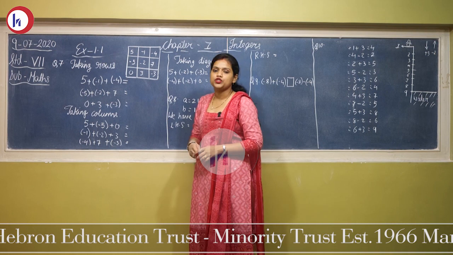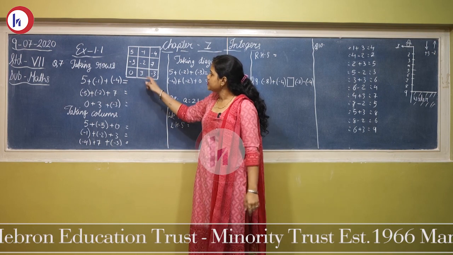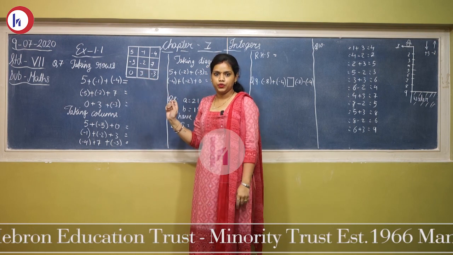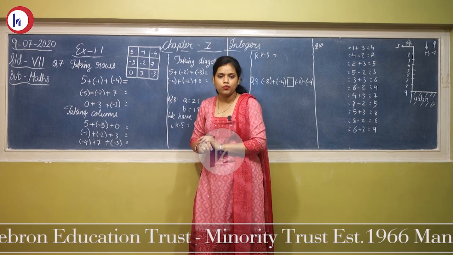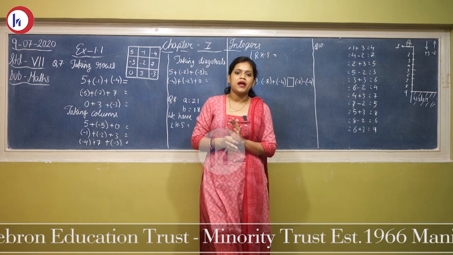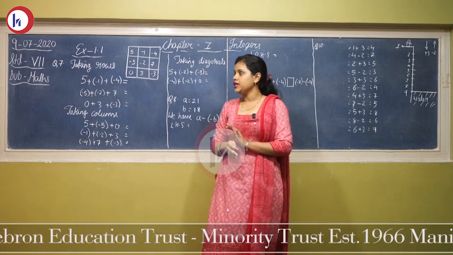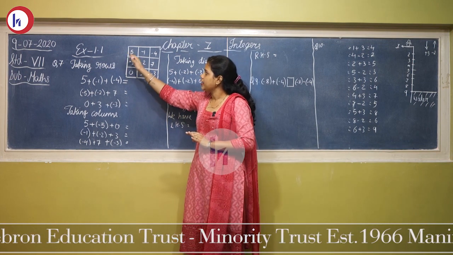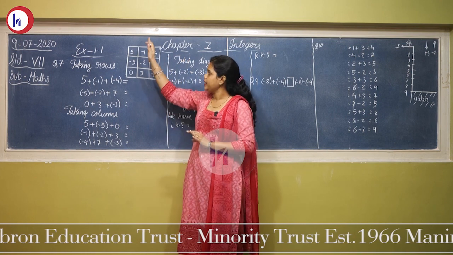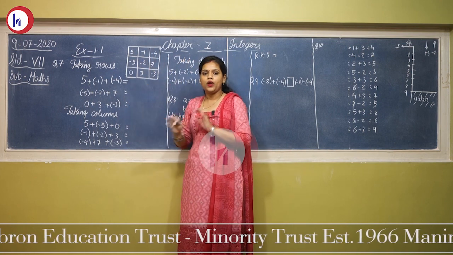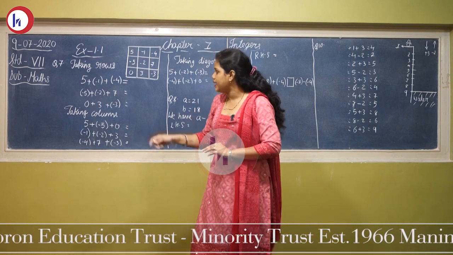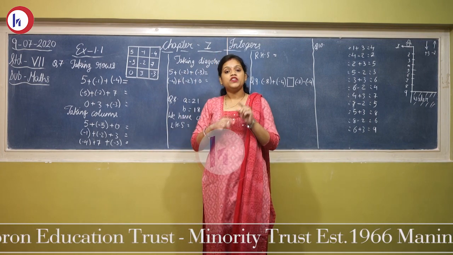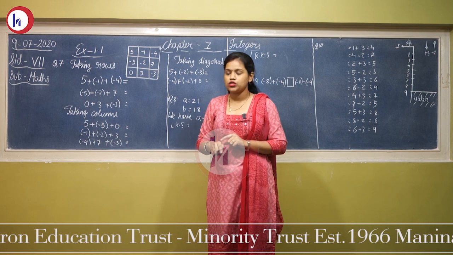Now we will start with our question number 7. In question number 7, a box is given to you and it is asked whether it is a magic box or not. Now what does the word magic box mean here? It means if you take all the rows or all the columns and add the numbers, you should get all the answers equal. Even the diagonals are given. Okay, so we will check whether it is a magic box or not.